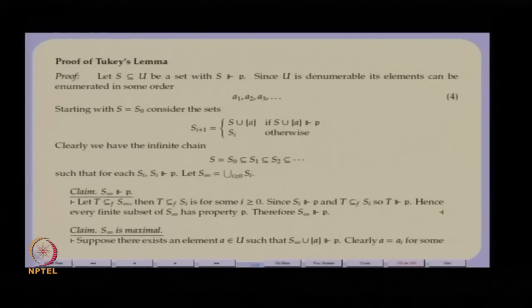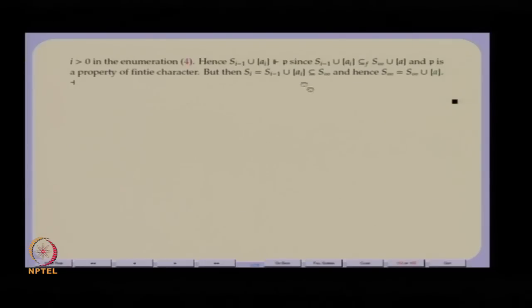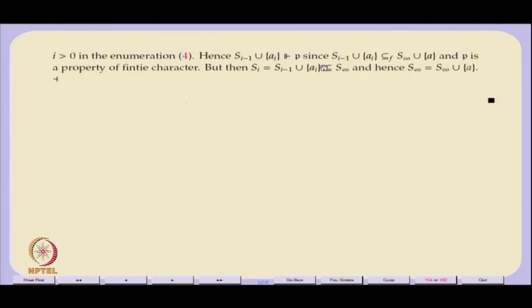This element A would be some Ai in this enumeration A1, A2, A3, etcetera, which means if S infinity union A satisfies this property and A is actually the ith element in this enumeration, then S(i+1) would just be Si union Ai. And S(i+1), we know, satisfies this property P. This S(i+1) would actually be a subset of S infinity union A, and P is a property of finite character, and if Si contains Ai, it means S infinity also contains A. Therefore, S infinity does not get extended.